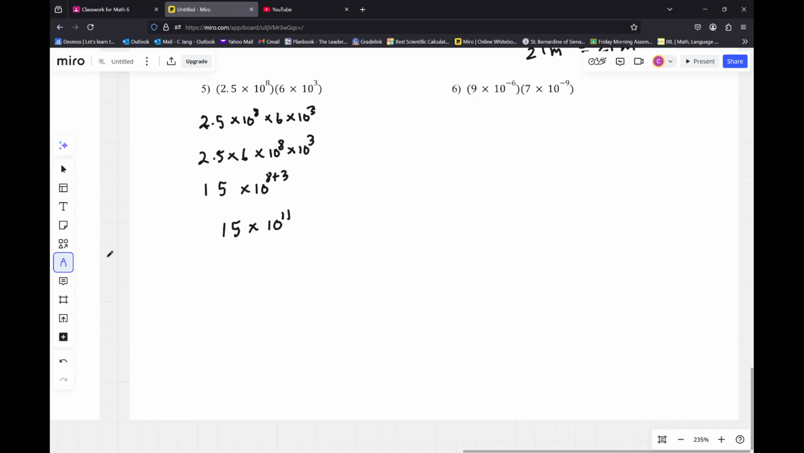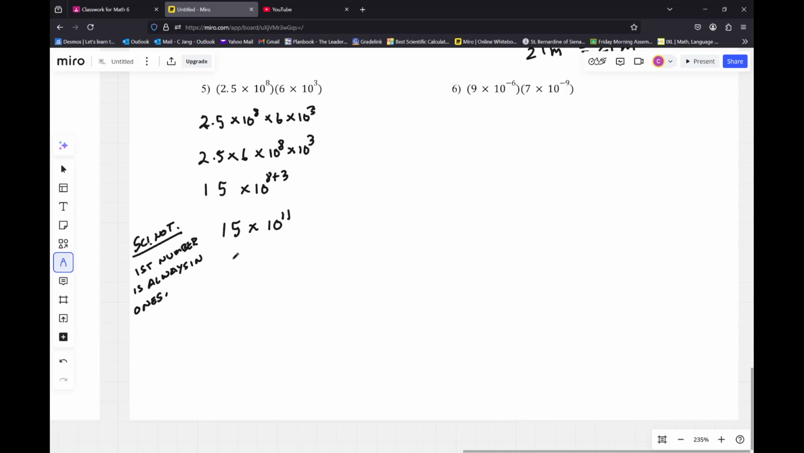Remember, in scientific notation, the first number is always in the ones digit. So the first number is always in the ones digit, so we need to put a decimal point after the first number. In this case, it's 1.